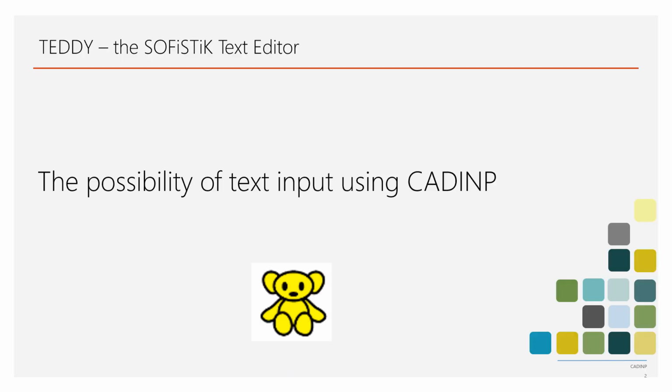CADINP is the powerful scripting language at the core of the SOFiSTiK software, widely used in various fields of structural engineering. It allows engineers to create and manipulate complex models and perform advanced analysis with ease. Written in the text editor of SOFiSTiK named TEDI, the CADINP language enables users to automate repetitive tasks, customize analysis, and implement their own algorithms.